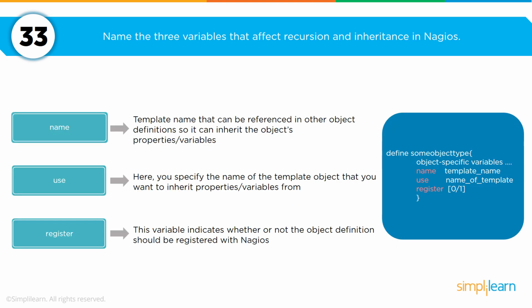Name the 3 variables that affect recursion inheritance in Nagios: they are name, use, and register. Name is a template name that can be referenced in other object definitions. Use specifies the name of the template object that you want to inherit its properties and variables from. And register indicates whether or not the object definition should be registered to Nagios. On the right-hand side of the screen, we have an example of what that script would look like. Again, you may want to memorize this, as it's something you can actually write down and show someone if you're going through a technical interview.